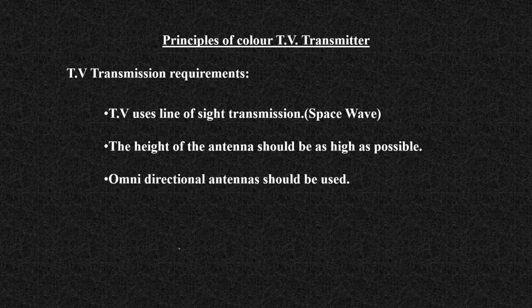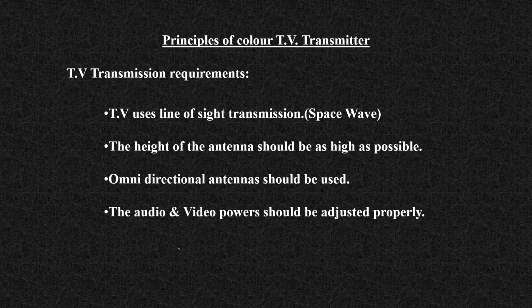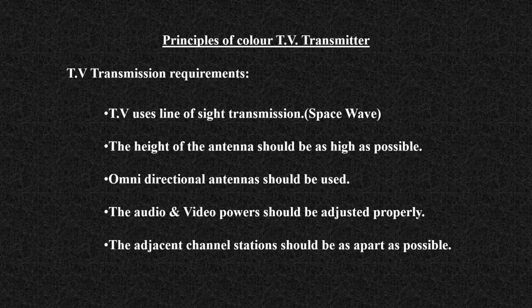Omnidirectional antennas should be used, so that the radiations are equal in all directions. An omnidirectional antenna is close to an isotropic antenna, which equally radiates in all directions. The audio and video powers should be adjusted properly. The adjacent channel stations should be as far apart as possible to avoid crosstalk.